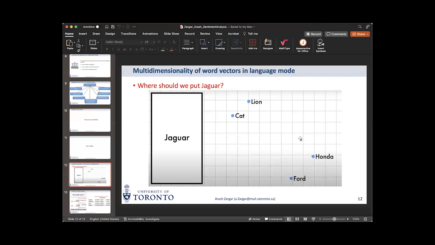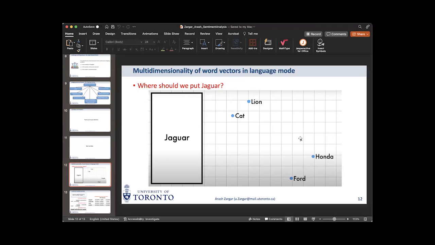We have a 2D diagram. Computers can only understand numbers. If we want to talk to computers, we need to create a numeric representation for each word. Let's say we have Honda and Ford, and we have lion and cat. We know that lion and cat are conceptually more similar than Honda and Ford, right? So if we want to represent these numerically, it would be rational to put these two closer to each other, the numeric representations of these two closer and these two closer, right?